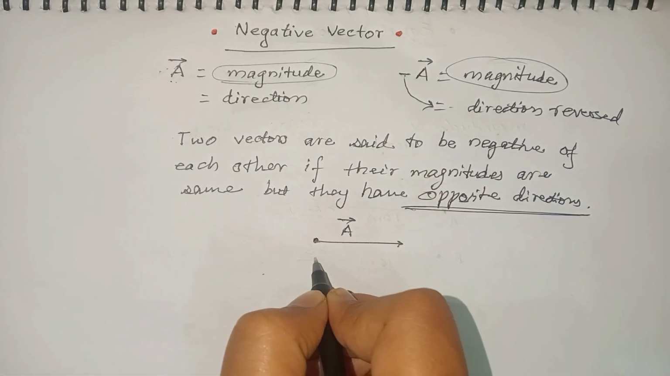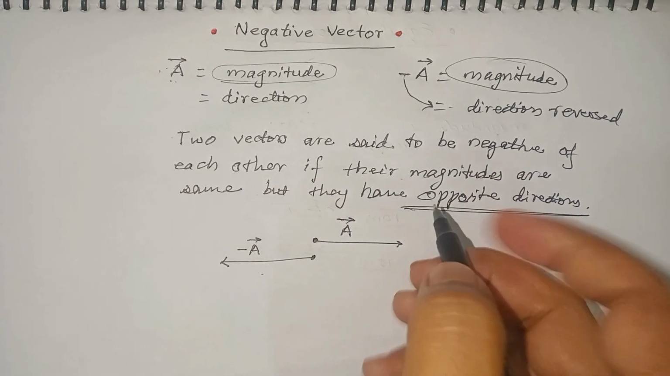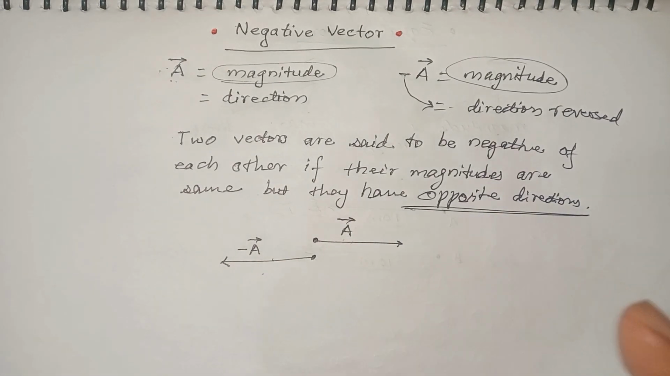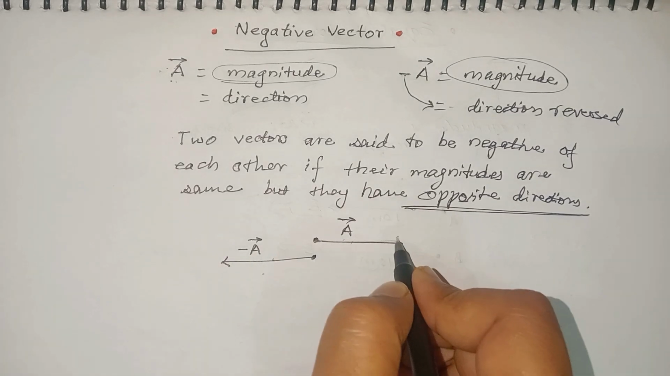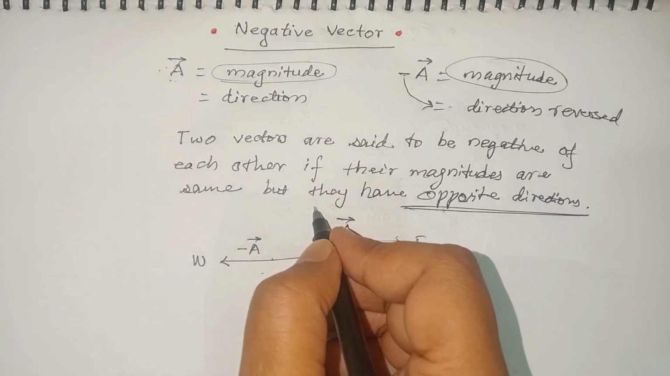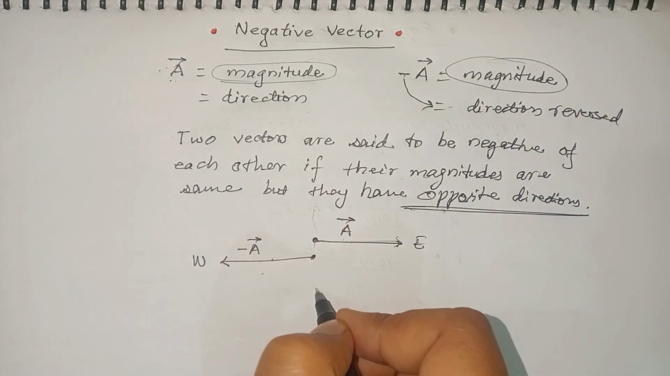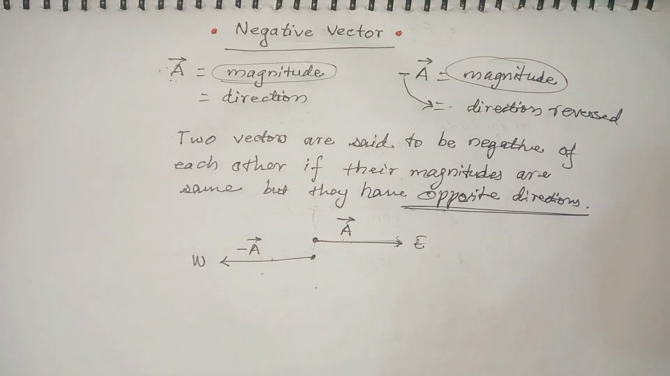Then minus vector A will be somewhat like this. This is minus vector A. Same magnitude, same length, and the direction will be opposite. If this is going towards east, this will go towards west. If it is going towards north, then minus vector A will go towards south, with the same length but opposite direction. Simple.